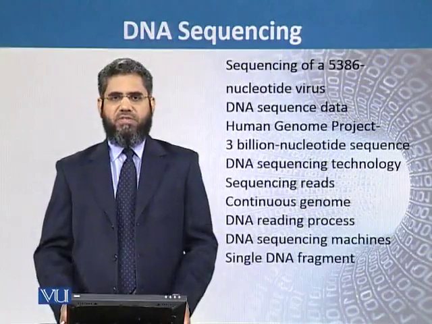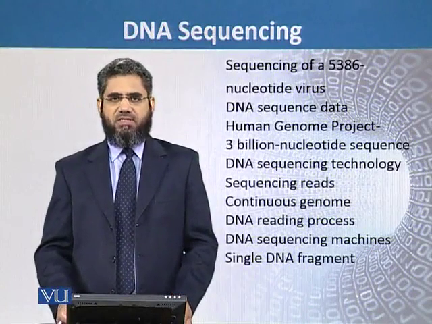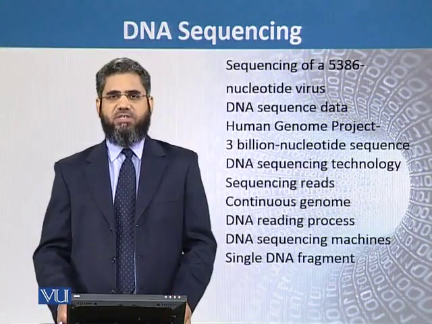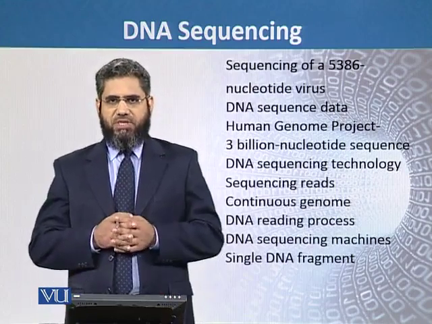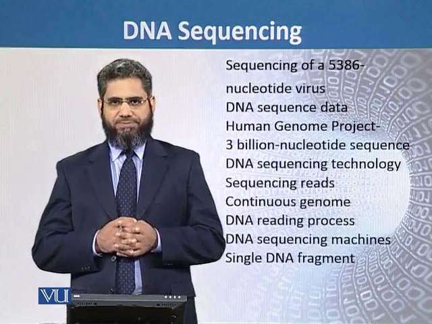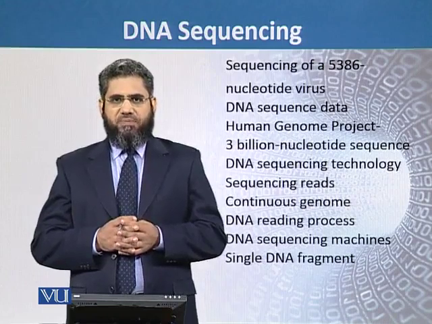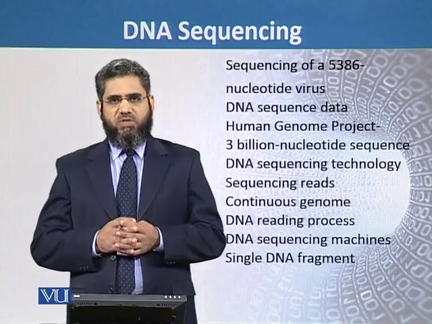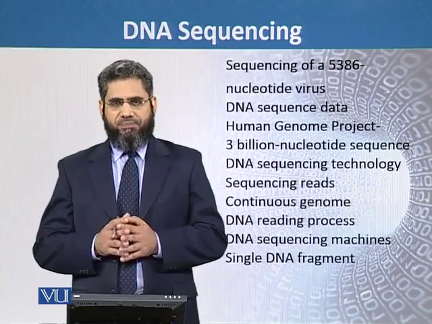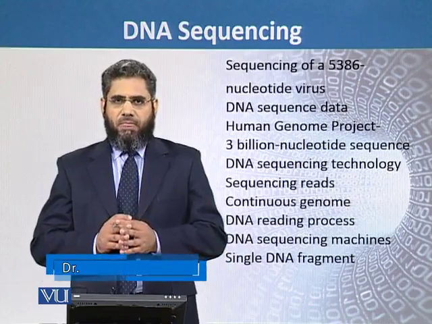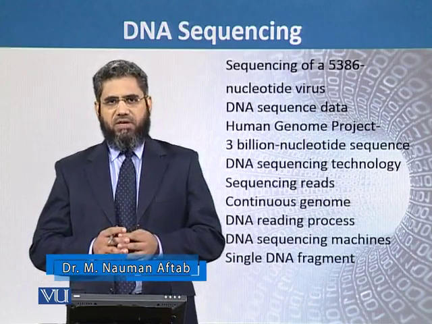So after the development of the Sanger method, it was used to sequence a virus that has a size of 5,386 nucleotides. After the sequencing of that virus, Sanger was awarded a Nobel Prize. By using this method, there was an increase in the sequencing data, and it increased at an exponential rate. And that rate increased even more when the Human Genome Project was started in 1988.